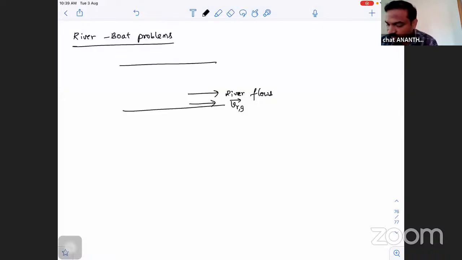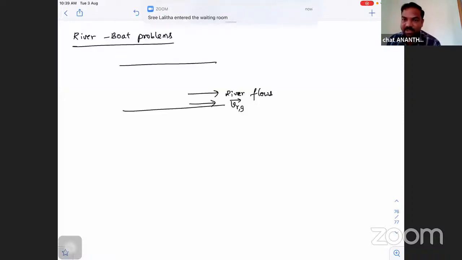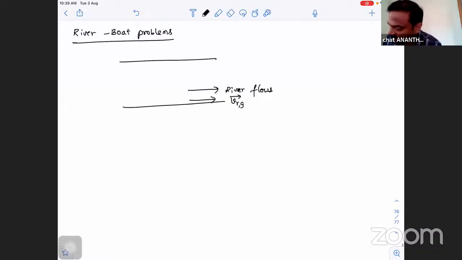So one river is flowing towards right. You can say west to east. The river flows west to east. So what is the river velocity? VRG is the river velocity. Here, what is the terminology? VRG stands for velocity of river with respect to ground, meaning the original velocity of river.